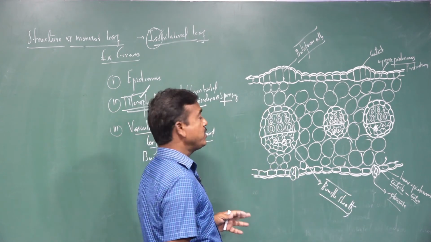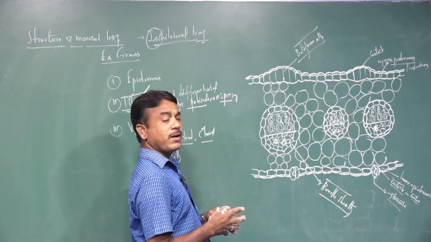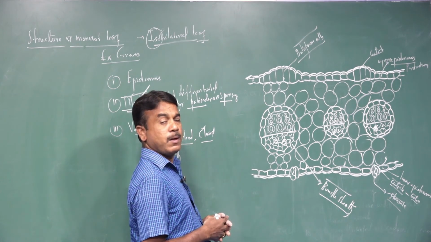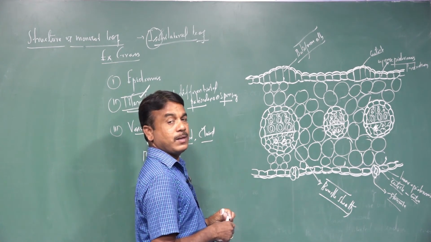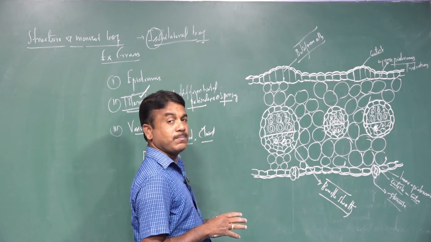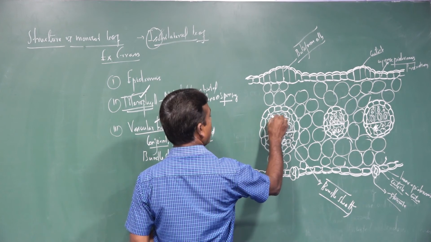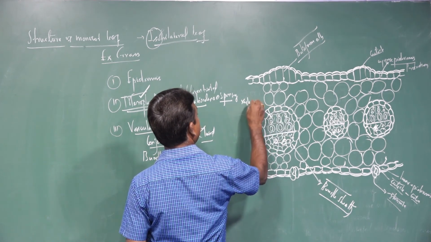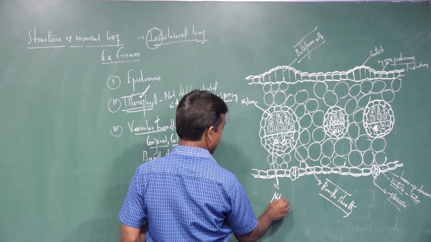How do you differentiate dicot leaf and monocot leaves? In monocot leaf, the number of vascular bundles is more. Among the vascular bundles, some are large in size. But in dicot leaf, there is only one vascular bundle. In addition, here also, xylem occurs towards the upper epidermis, phloem towards the lower epidermis.